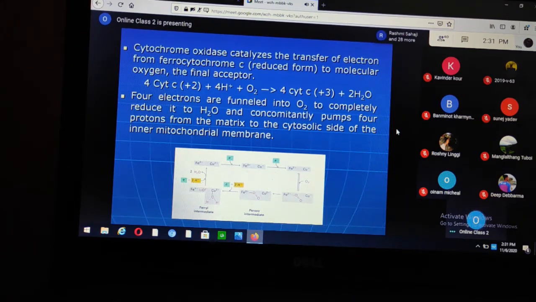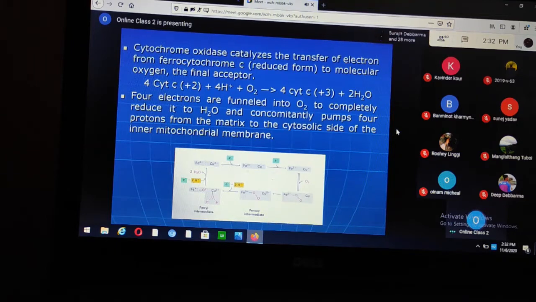So cytochrome oxidase, that is complex 4, catalyzes the transfer of the electrons from ferrocytochrome C, that is the reduced cytochrome C, to the molecular oxygen. The molecular oxygen is the final acceptor. So this is the reaction. Now, to reduce the molecular oxygen completely: molecular oxygen has 2 atoms of oxygen, while water has only one, H2O. So only 1 atom of oxygen goes into each water, which means these 2 atoms of the molecular oxygen have to be completely reduced.